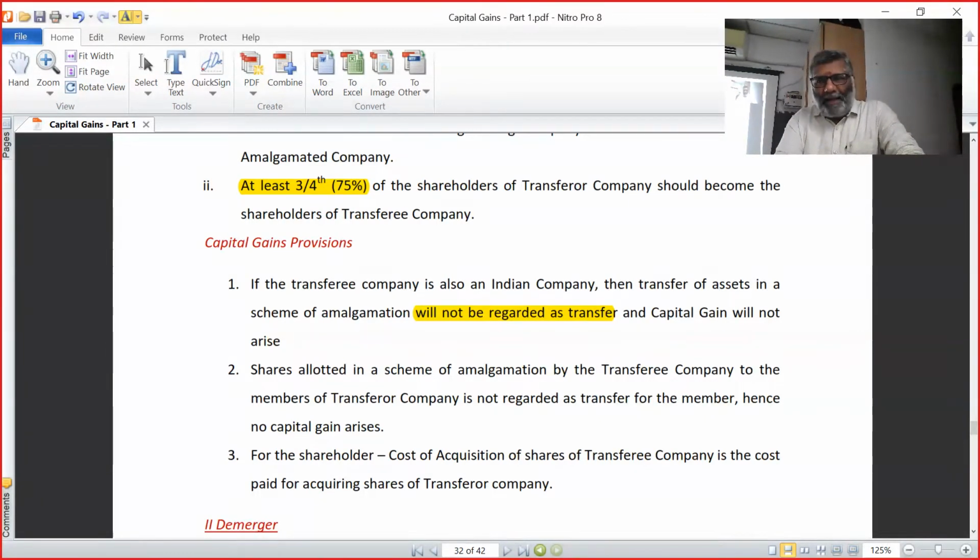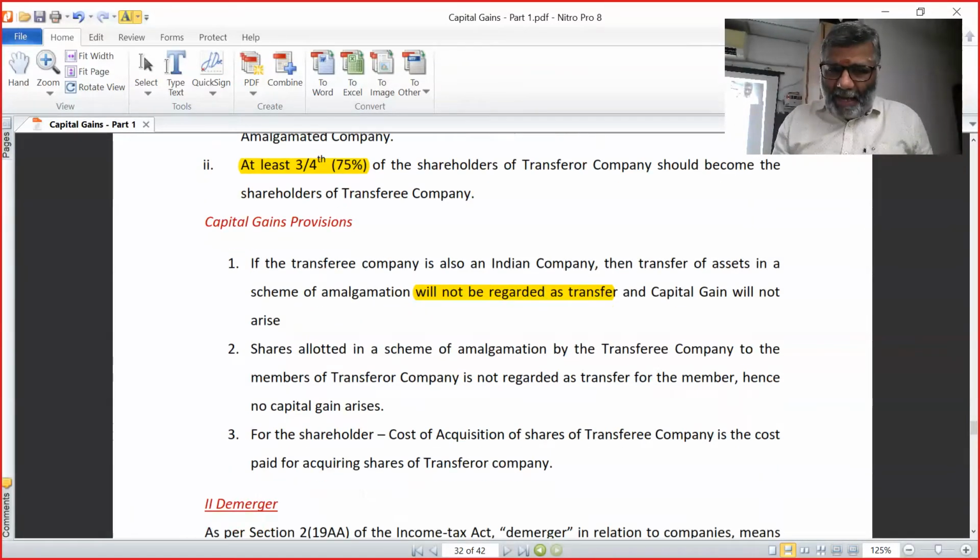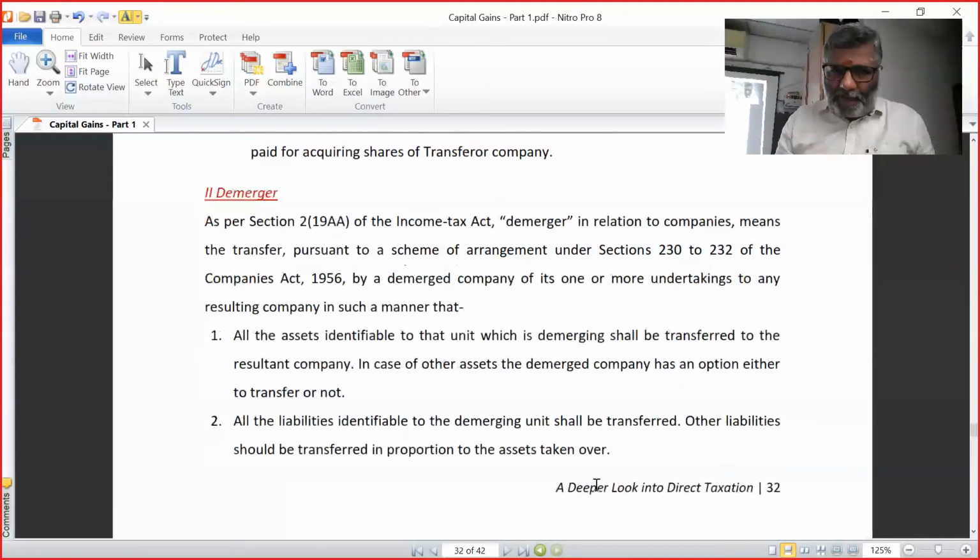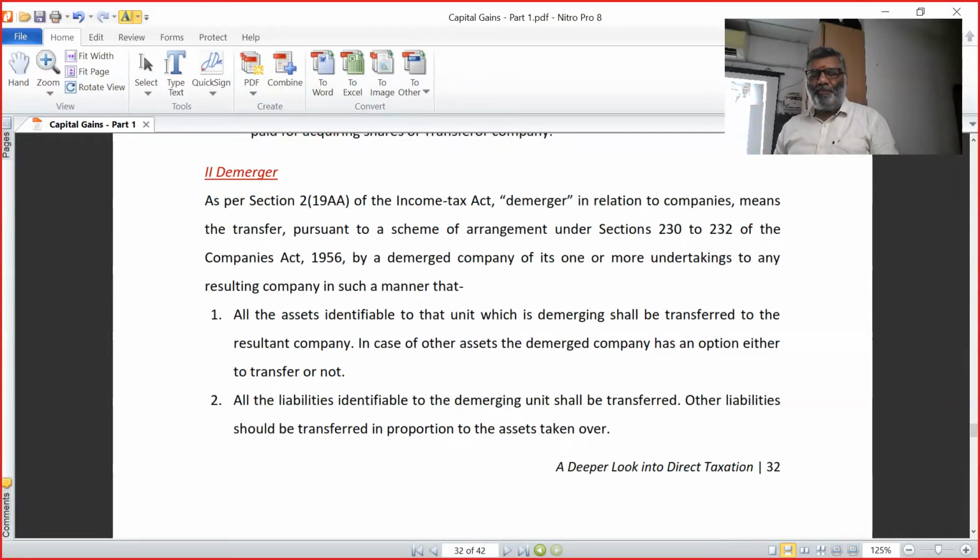Capital gain does not get attracted in amalgamation. It is more to do with set off. Let us look into it later. But the second and the most interesting is demerger. What is demerger? A time to talk about demerger and its taxation in full.